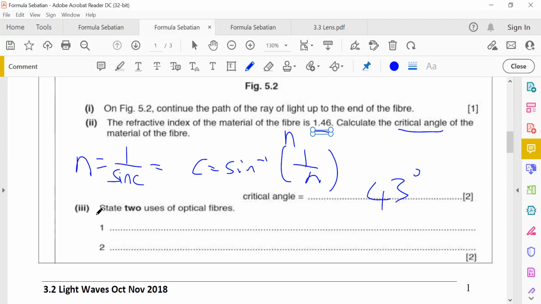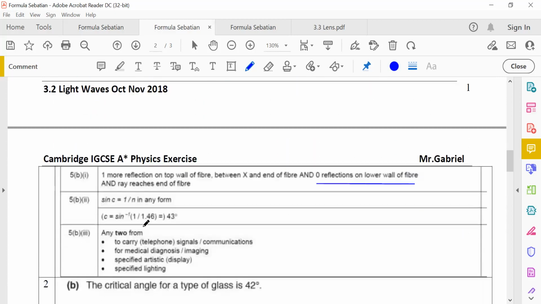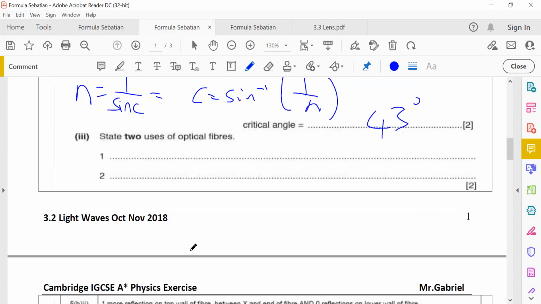Okay. And after that, state 2 uses of optical fiber. Optical fiber only has a few usages, right? Telecommunication or endoscope only. In fact, I think that should be the answer. Yeah, telecommunication, endoscope, you know, specific lighting, carrying communication. Yeah, I don't know what the others are. I only know these 2 things, which are the most common answers in your IGCSE.